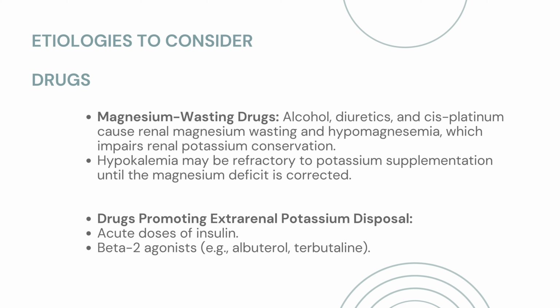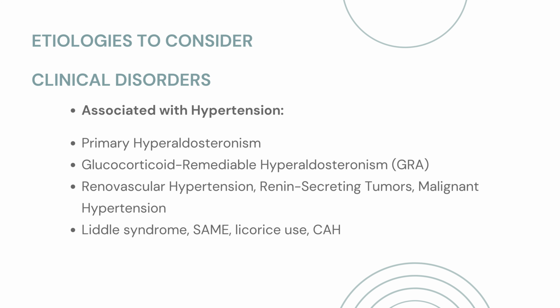Drugs that promote transcellular shifts of potassium can also cause hypokalemia, like acute doses of insulin or beta-2 agonists like albuterol and terbutaline. When we are considering clinical disorders as the reason for hypokalemia, we can broadly classify them as either associated with hypertension or associated with normotension. When the hypokalemia is associated with hypertension, it is mostly due to high activity of aldosterone.